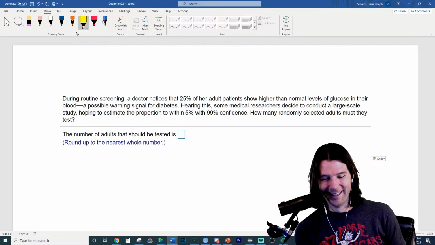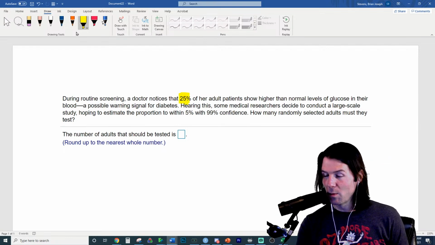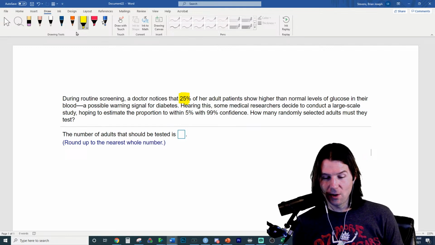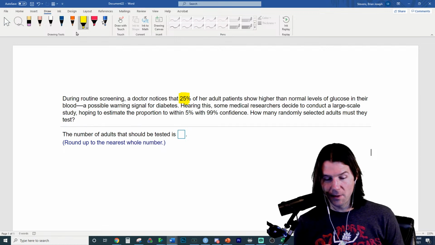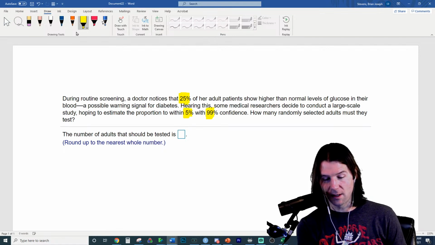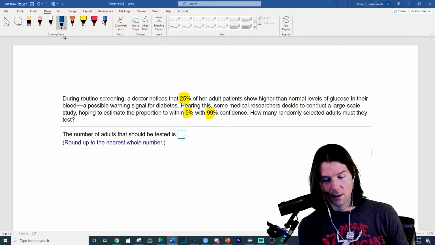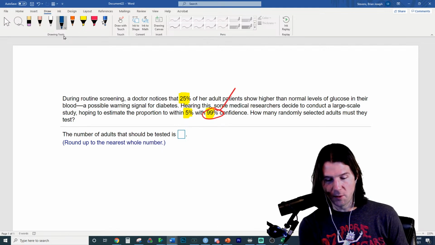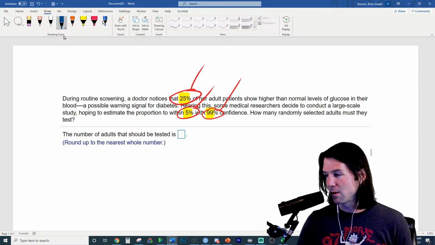Let's see right here. During a routine screening, a doctor notes that 25%, that sounds like a proportion, of her adult patients show higher than normal levels of glucose in their blood, a possible warning sign for diabetes. Hearing this, some medical researchers decided to conduct a large-scale study, hoping to estimate the proportion within 5% with a 99% confidence. I literally sat down one day and decided I'm going to memorize a bunch of Z-scores. You do not need to do that, though.